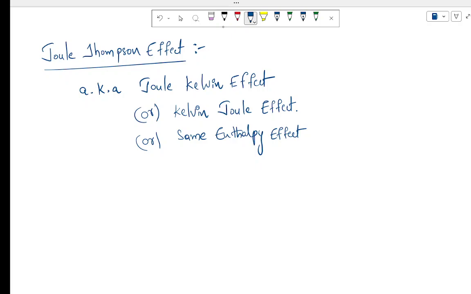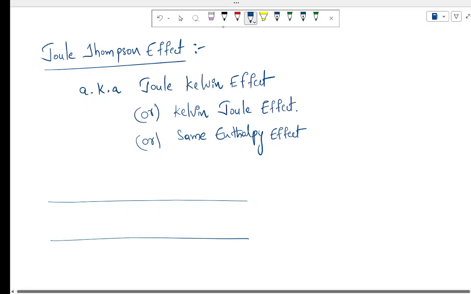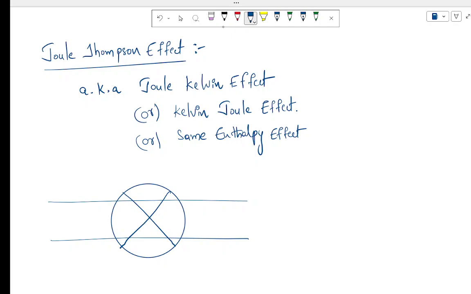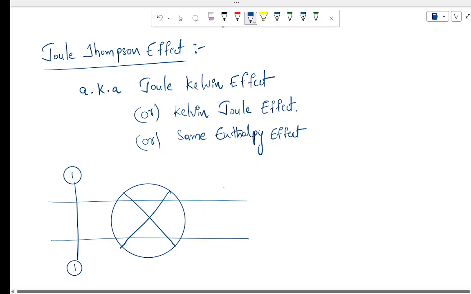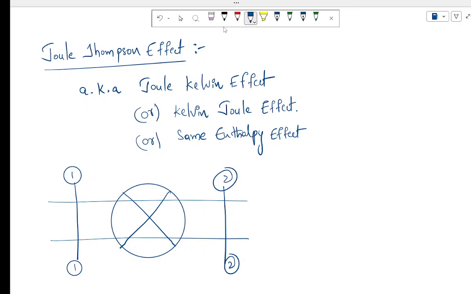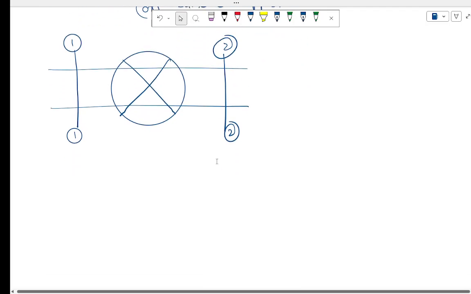So what happens basically in this one? In order to understand this, let's say there is a tube here. In this tube, you have introduced a valve in between. This is a throttle valve that you have inserted in that particular tube, and consider this side to be section 1 and the other side to be section 2. So this is the throttle valve that you have across a pipe.